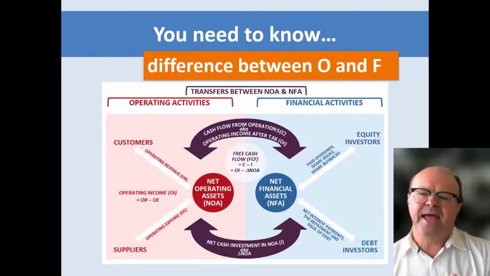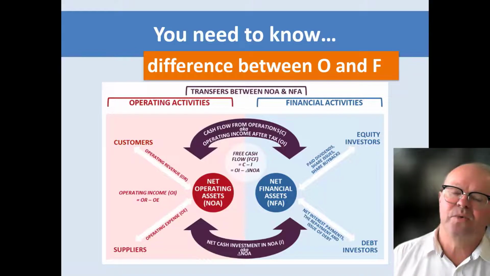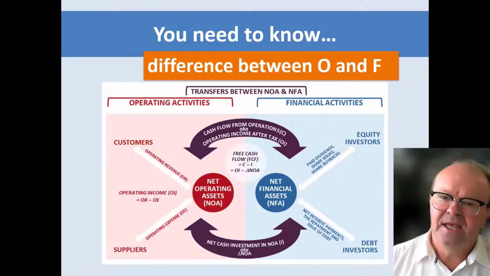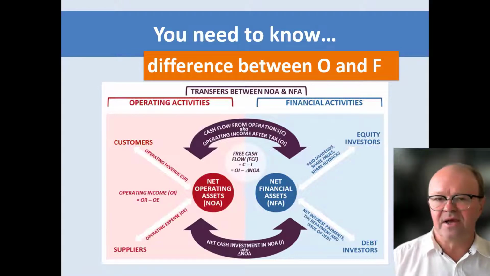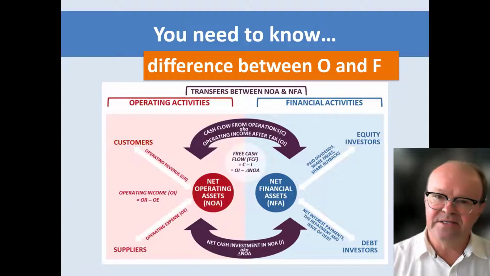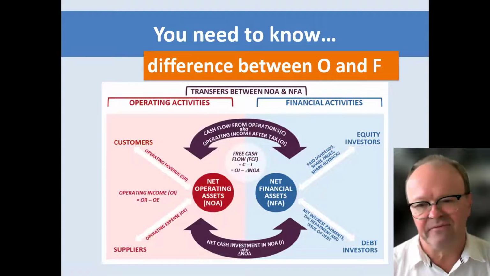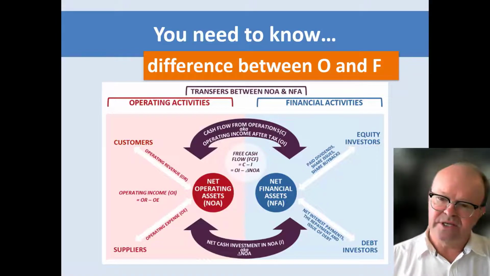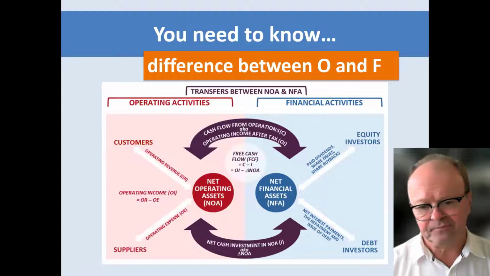Now, the financial activities on the right, that's our firm's interactions with the equity investors. And that's all the interactions. The firm pays dividends to the equity investors. It issues shares to the equity investors and they give it money. And it buys back shares from the equity investors. So there's all those interactions with the equity investors and also with the debt investors, the banks.